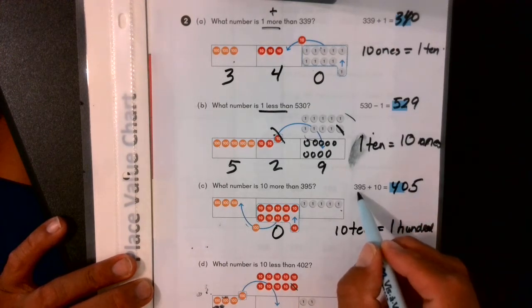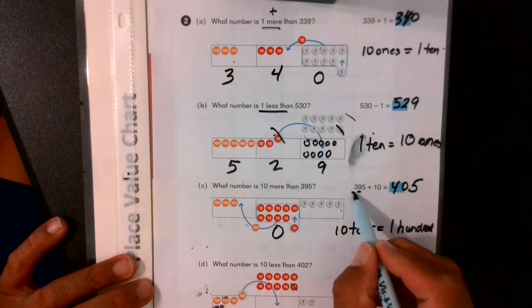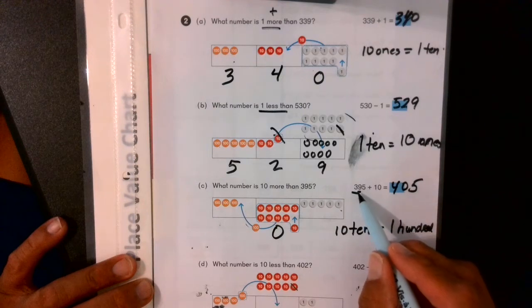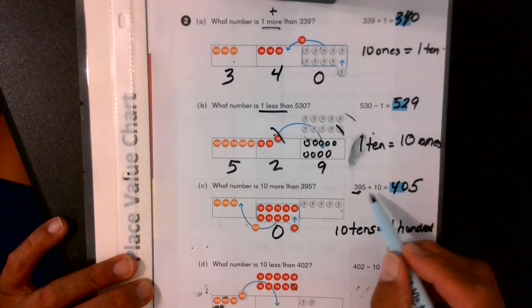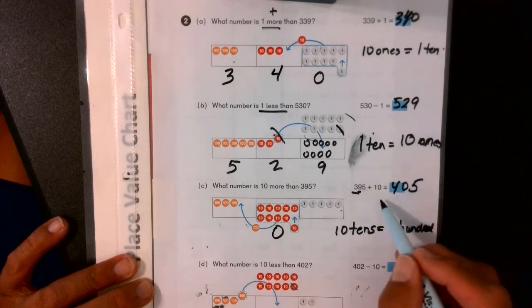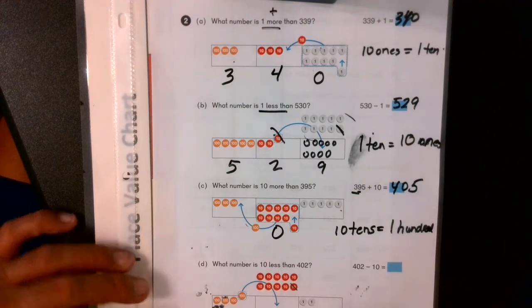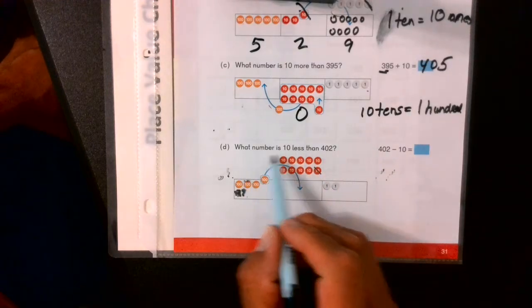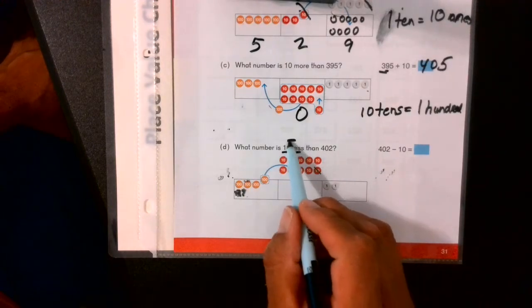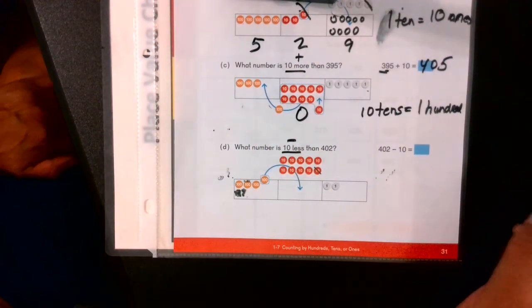Notice if we look here. If I looked at the 3 and 9, that makes what? 39 tens. So if I add 10 more, that makes what? 40 tens. Okay, 40 tens. And also, we lose that 10, that's 0, and that becomes 5. It didn't change. Here's our next one. We got to think about this, okay? Now it says, what number is 10 less? So we got to take away 10. We had a minus. Here was 10 more. We added there.